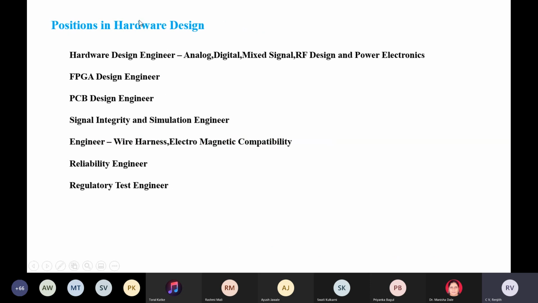There are plenty of roles in hardware. You can be analog, digital, mixed-signal, RF and power electronics, or FPGA and cabling design. There are too many roles in hardware, and there are too many companies in India also.